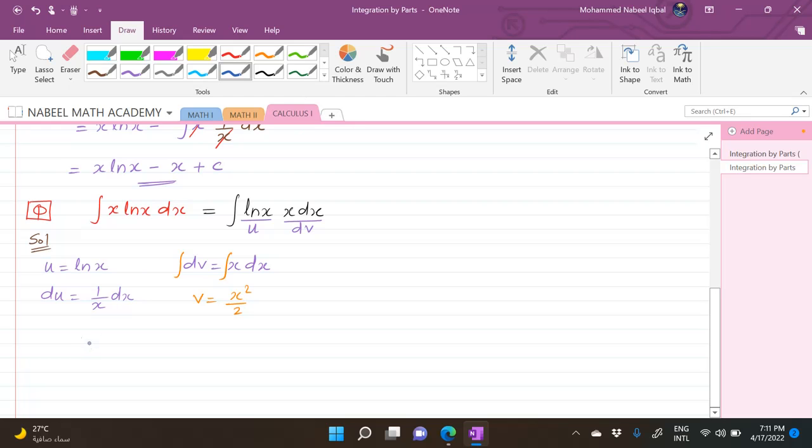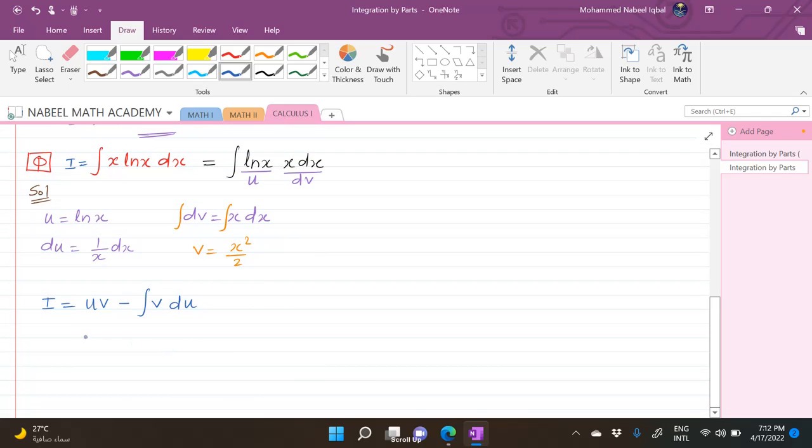Now I write the formula. The given integral is equal to the integration by parts formula, that is uv minus integral v du. I will substitute all the values here. So it is x squared over 2 times ln x, minus the integral of v, which is x squared over 2, times du, which is nothing but 1 over x dx.